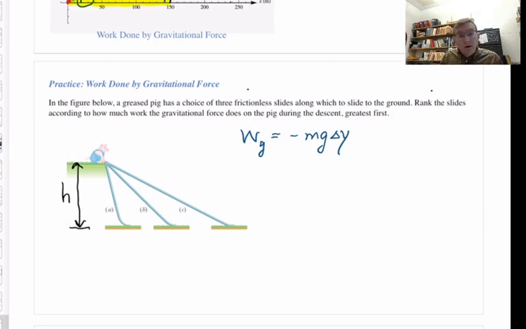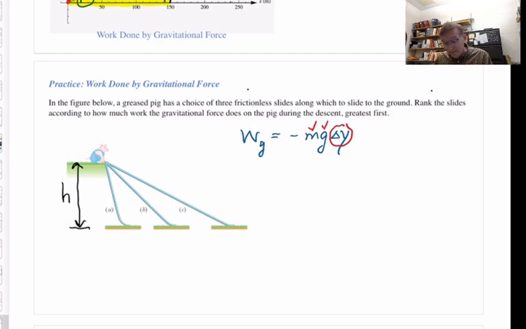Well, it's the same pig, so in all 3 cases, it's the same m. All these experiments are done on Earth, so in all 3 cases, it's the same g, whether this pig goes down slide A, or slide B, or slide C. So it's all going to boil down to how the delta y's compare, because it's not immediately clear, since the slides have rather different shapes. Slide A is very steep. Slide C is kind of shallow going down, and slide B is in between.